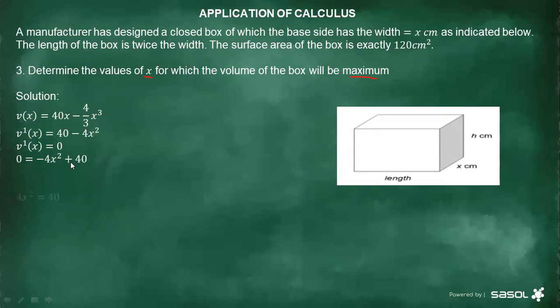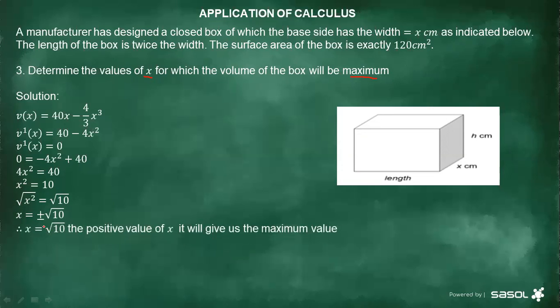Then you're going to transpose this -4x squared to this side, and from there you divide both sides by 4. Because we are looking for x, we have to get rid of this exponent 2. Then you put square root both sides, and then it's going to be plus or minus square root of 10. And because the actual length is positive, x equals square root of 10, the positive value of x. That is going to be the maximum value.